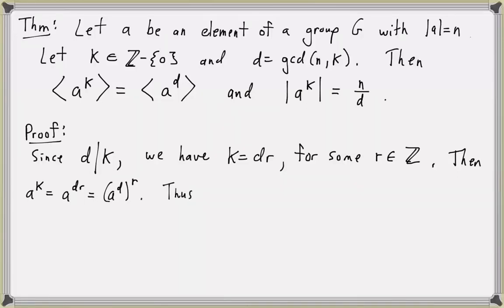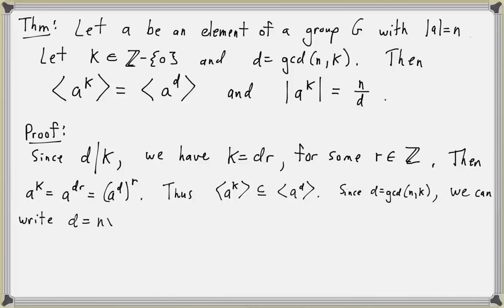Thus, the cyclic group generated by a to the k must be a subset of the cyclic group generated by a to the d. Now we're going to show the reverse inclusion. Since d is the greatest common divisor of n and k, it's a classic result that we can write d as an integer linear combination of n and k. So we can write d as n times some integer x plus k times some integer y.